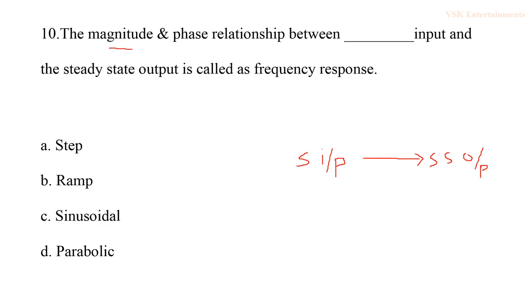Next bit is, the magnitude and phase relationship between sinusoidal input and steady state output is called frequency response. Options are step input, ramp input, sinusoidal, and parabolic input. This bit is related to the definition of frequency response. Here, frequency response is defined as the magnitude and phase relationship between sinusoidal input and steady state output. So here the type of the input is sinusoidal. So option C is the right answer for this bit.